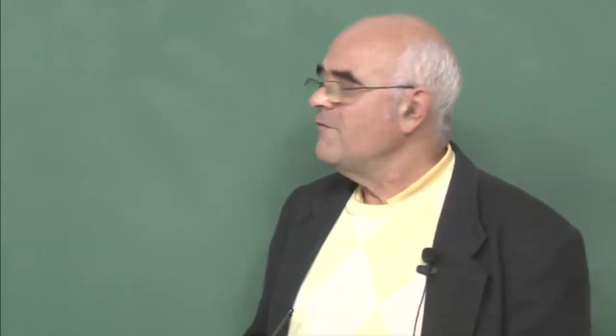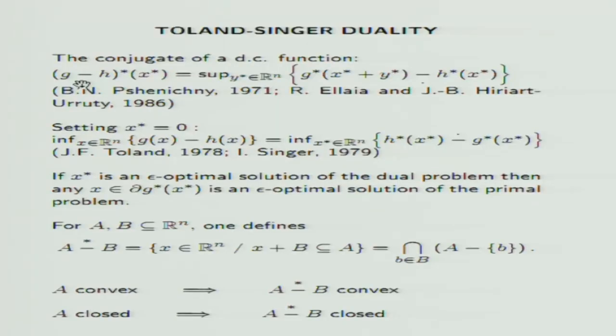Well, to give a formula for the subdifferential of a DC function, one needs to consider this operation, sometimes called the star difference, of two subsets of Rn. It was introduced by Pshenichnyi in that same paper which is mentioned here. So it's the set of points x such that if you translate the second set B by this vector x, then the translate is a subset of A. Okay, so the set of all those translations is the star difference. Equivalently, we can easily see that the star difference is this intersection.